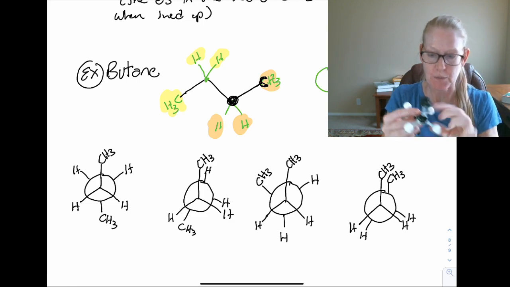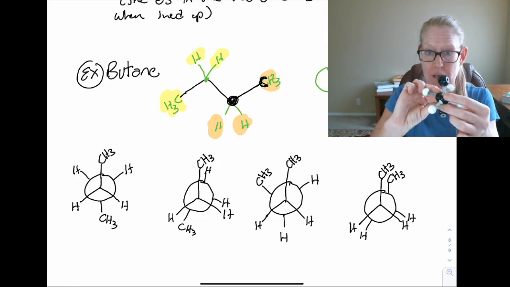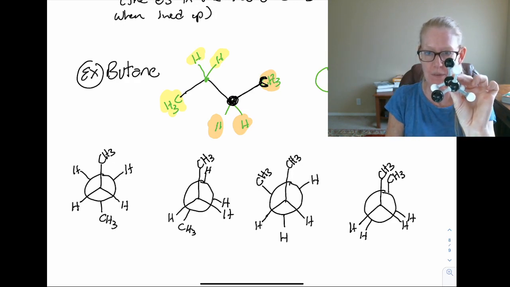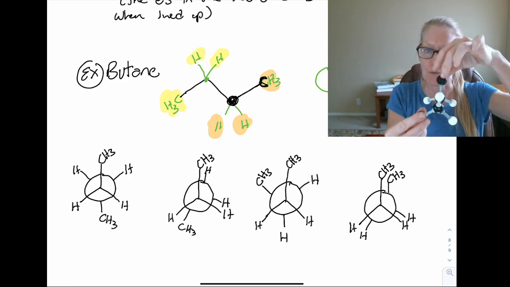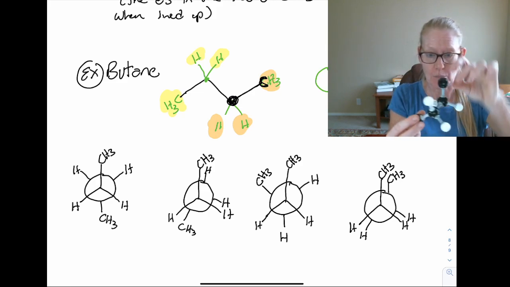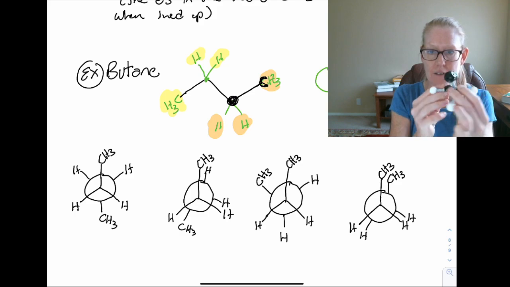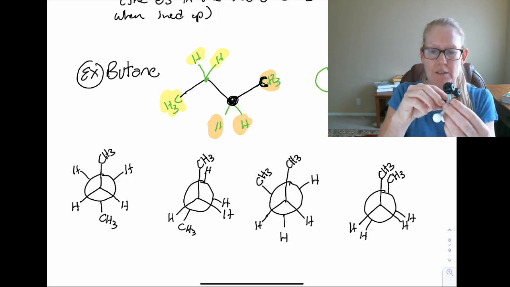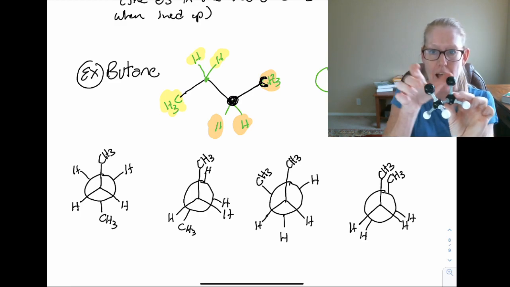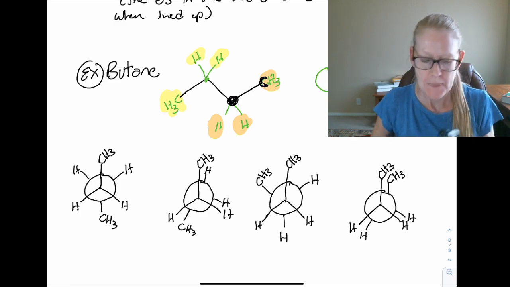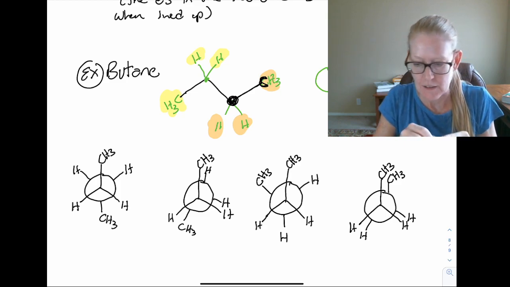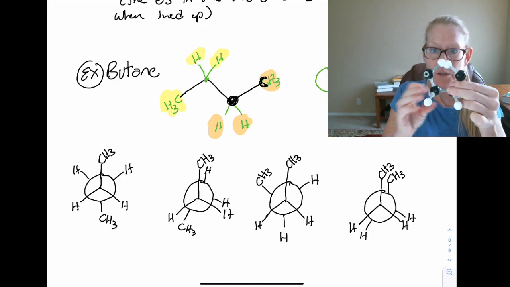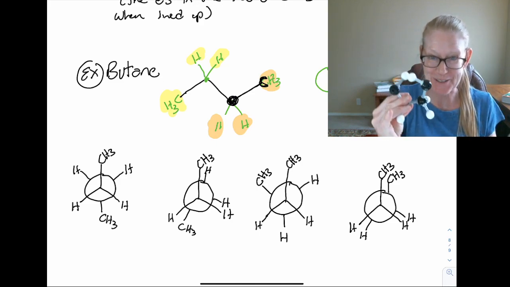And then what I was doing is we're taking the front one, keeping it the same, and rotating the back. So when I rotate it 60 degrees, we end up with something that's eclipsed. My methyl groups are still off from each other, right? They're not lined up. We rotated it another 60 degrees, we end up with another staggered. We end up with another eclipsed where I have those two methyl groups lined up. If I was to put in the hydrogens, there would be 3 hydrogens on each.